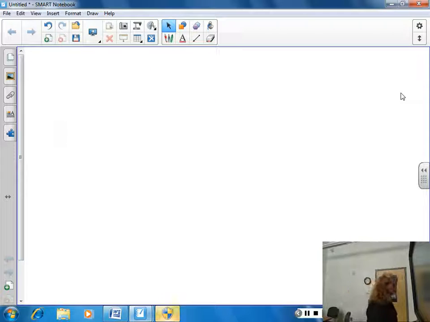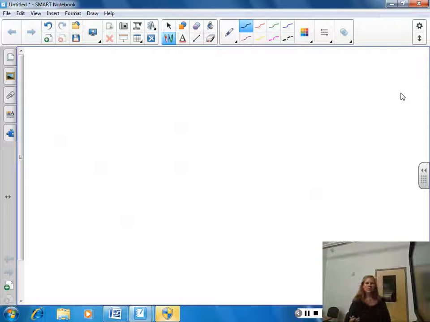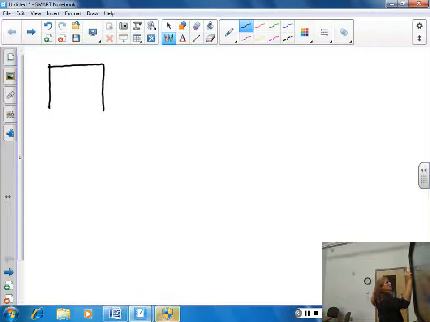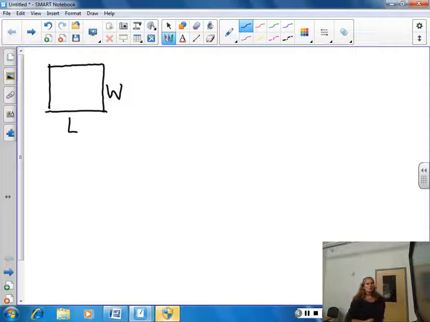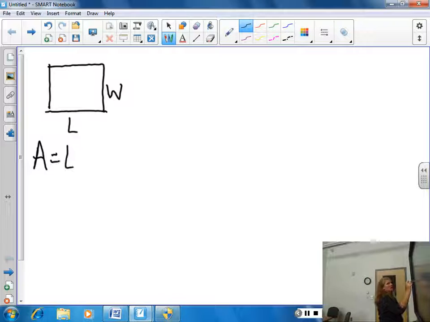We'll start with the most easy one. A square can just be considered a rectangle, so I'm only going to talk about a rectangle. If I have a rectangle, remember a rectangle has a length and a width. So when I want to find the area, abbreviated with an A, I take the length times the width.